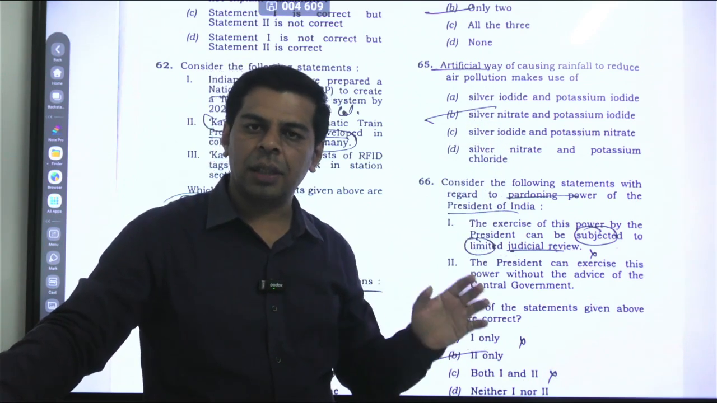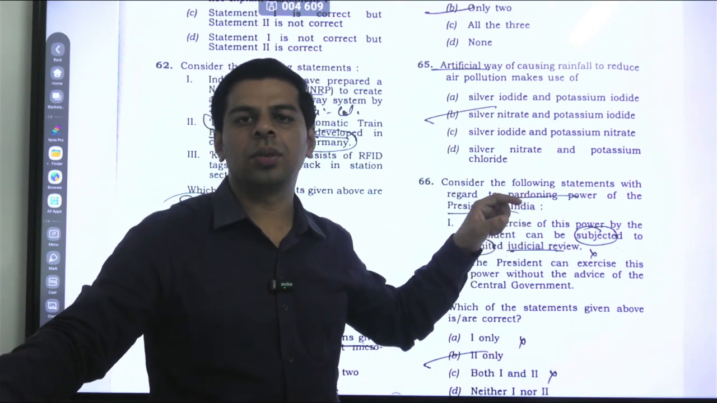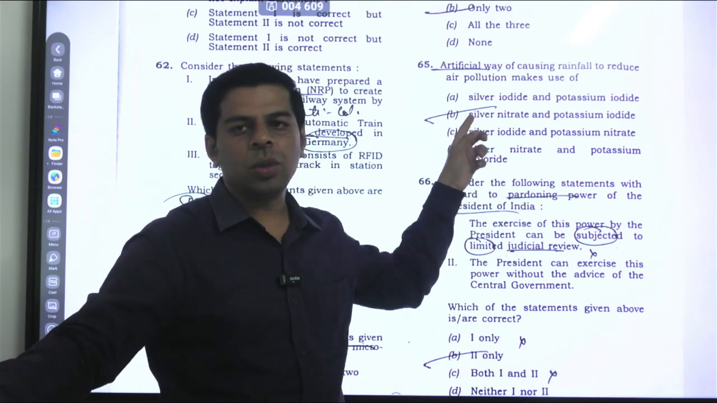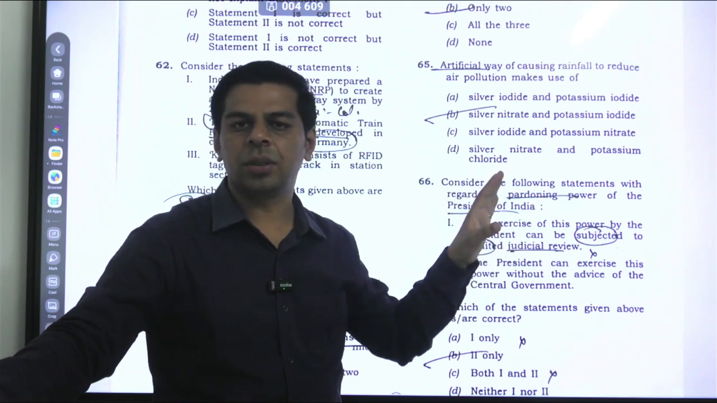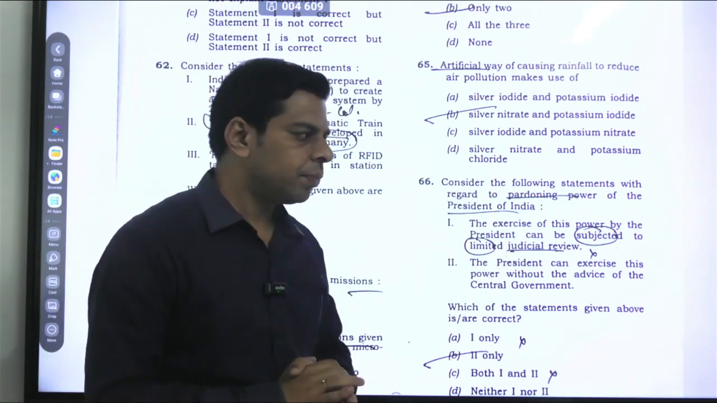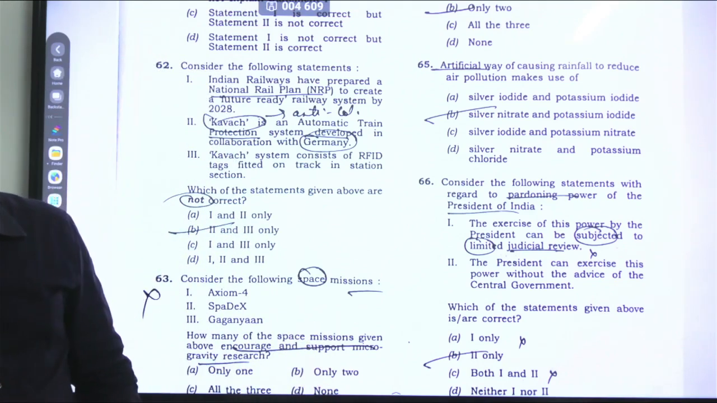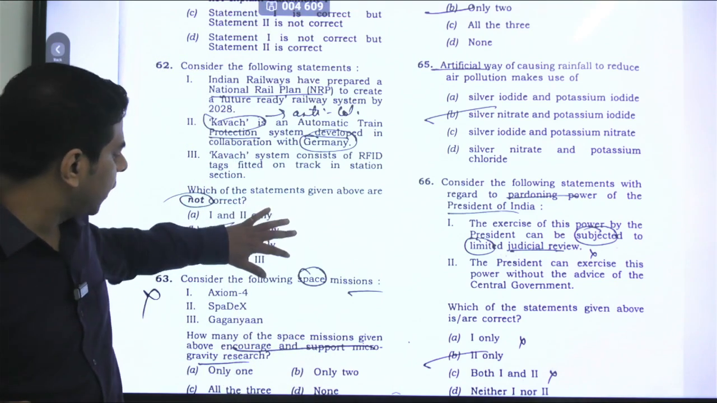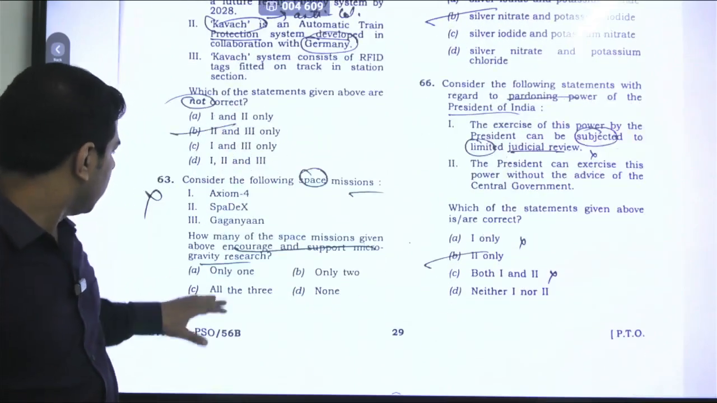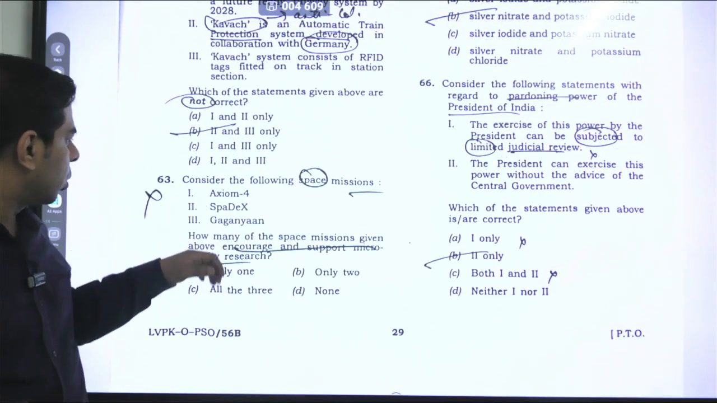In our general science class lectures, both these facts, electoral ink as well as artificial rain, are covered. So this is one of the questions which the majority of you might have got right. Coming to the 63rd question. Now the 64th question is also related to the science and tech part, but let's decode the 63rd first.